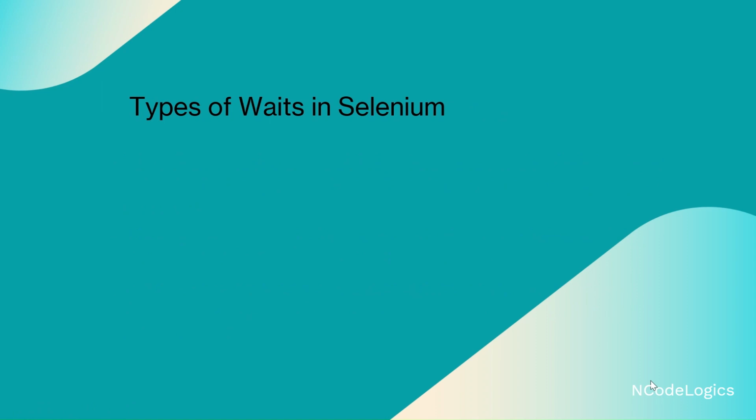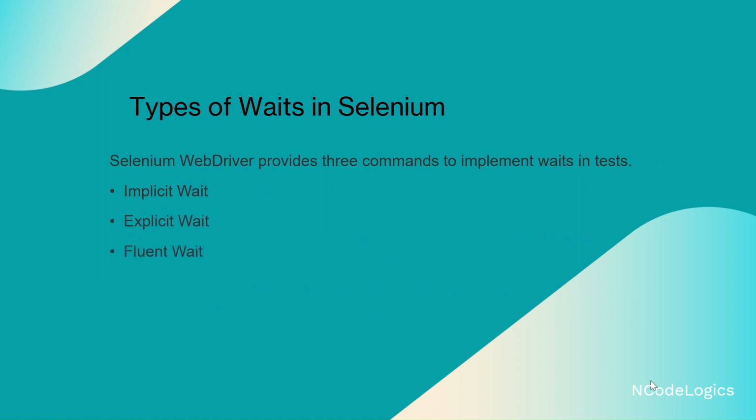Types of waits in Selenium. There are 3 types of wait in Selenium: implicit wait, explicit wait, and fluent wait.